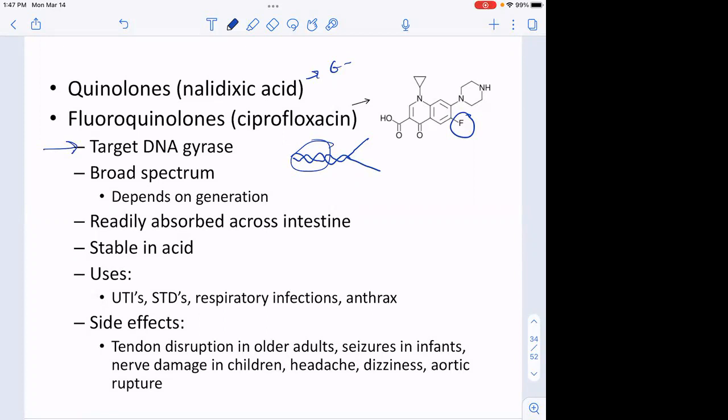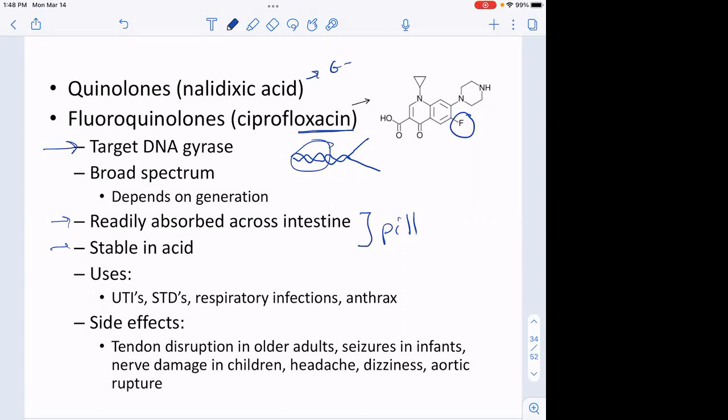And they are in very common use. Ciprofloxacin is probably the most commonly recognized fluoroquinolone. They all end in this suffix oxacin. So there are a number of fluoroquinolone drugs, often called Cipro for short. So the fluoroquinolones are more broad spectrum, where again, the quinolones mostly just work on the gram negatives. They're absorbed pretty well and stable in acid, so that means we can give them in pill form.